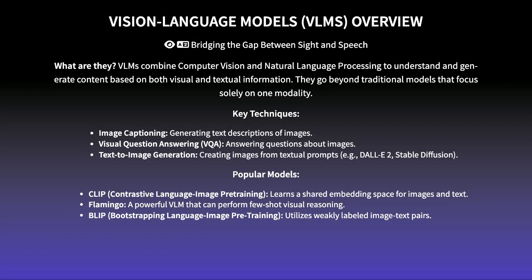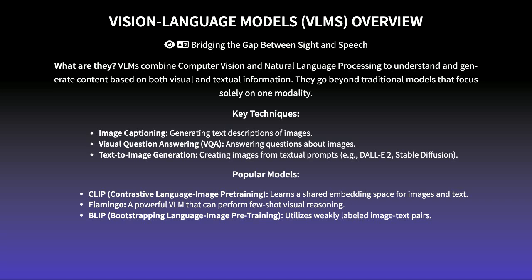Okay, let's talk about vision language models. They're a really exciting development at the intersection of computer vision and natural language processing. Basically, these models are designed to understand and interact with the world in a more holistic way by combining what we see with what we say. They've moved beyond just looking at images or just reading text. Now they can do both.